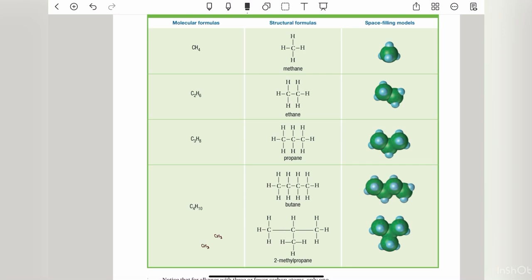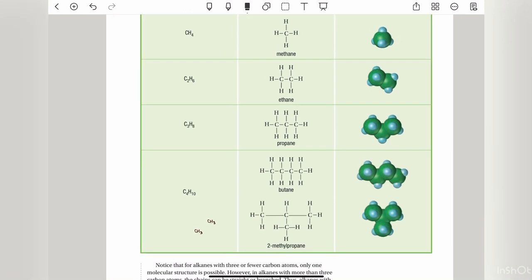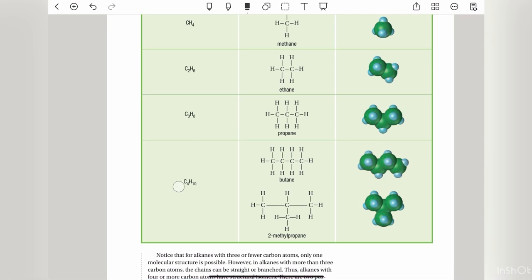Then we have ethane. It's similar, but another methylene group is added in the middle, and it reflects the general formula, right? And then as we add another carbon atom, we have 3 carbon atoms now, and then we add 2 hydrogen atoms, and we get this. And similarly, here as we add another carbon atom, we add 2 more hydrogen atoms.